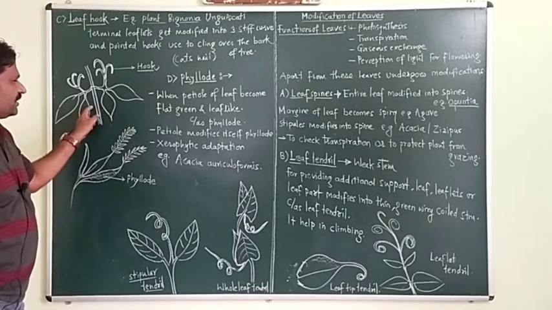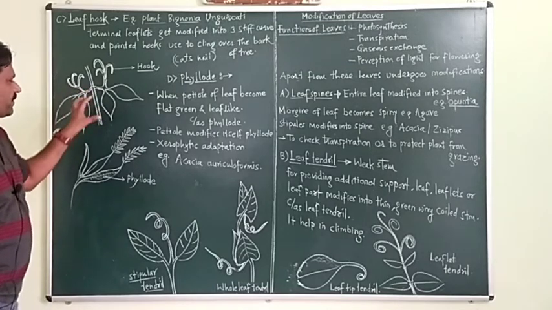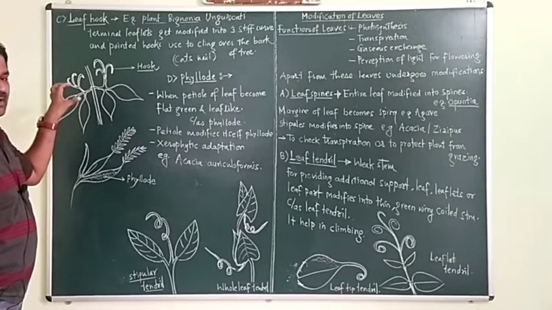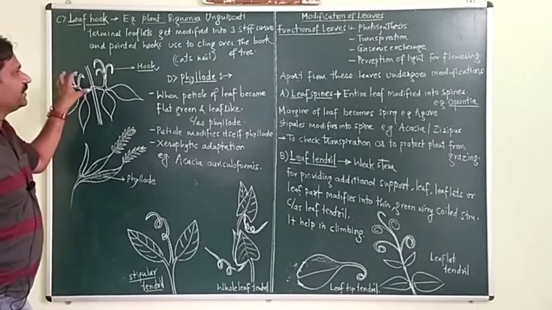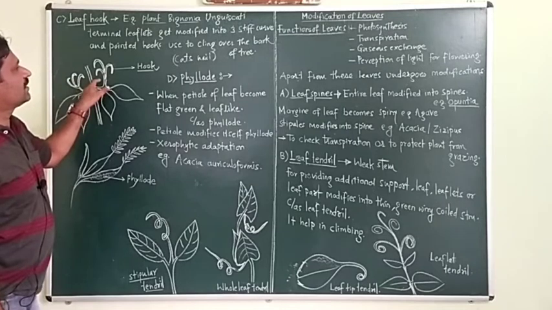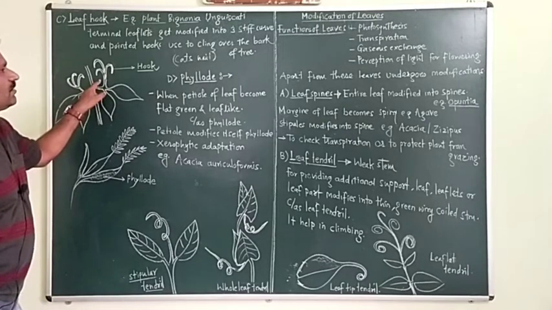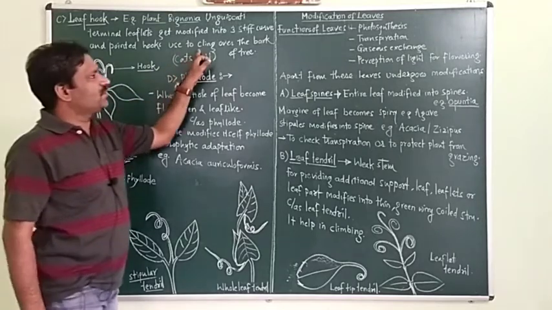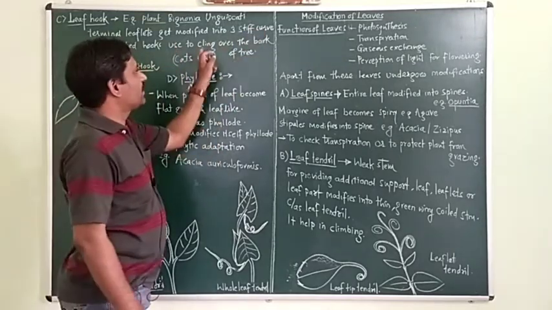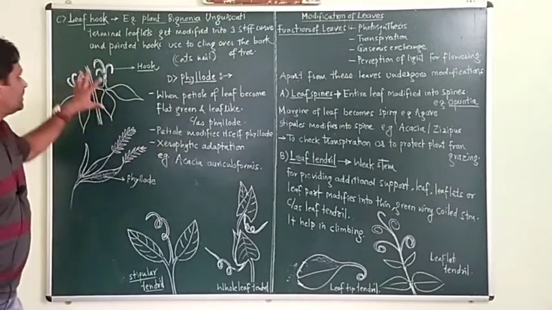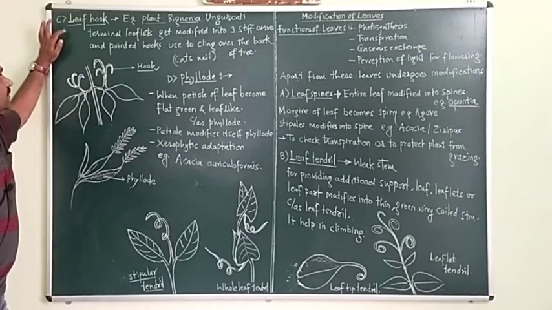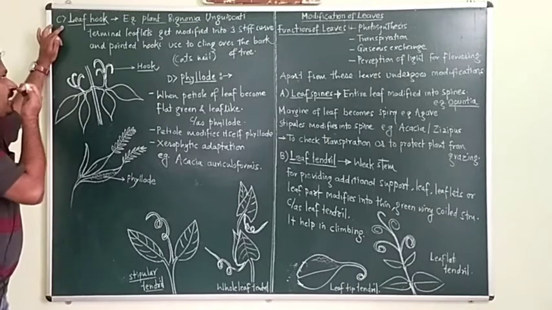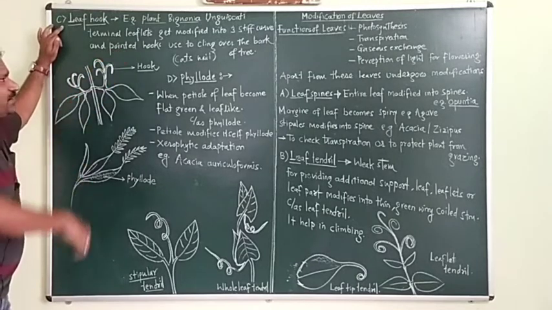Due to the weak stem, this particular plant develops leaves modified into these curved and pointed structures, and they help to climb over the bark or cling over the bark. This is one of the modifications in some plants like Bignonia unguis-cati.